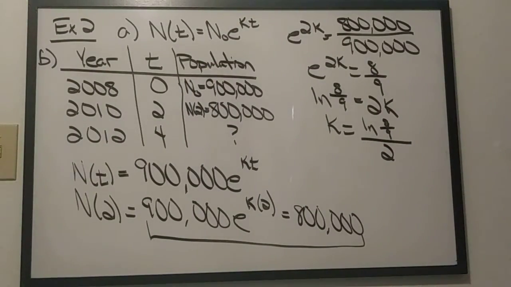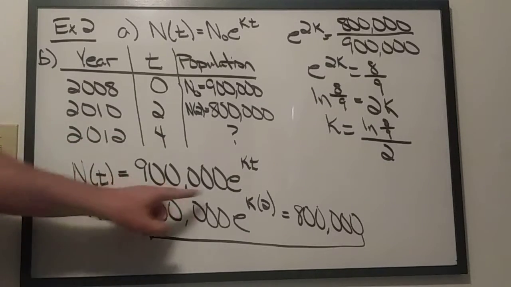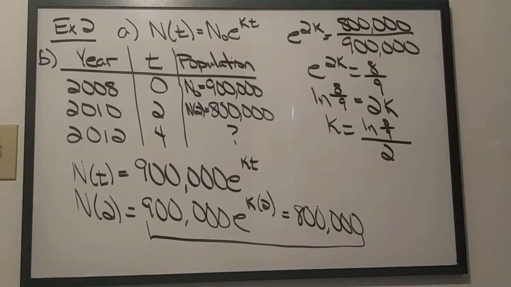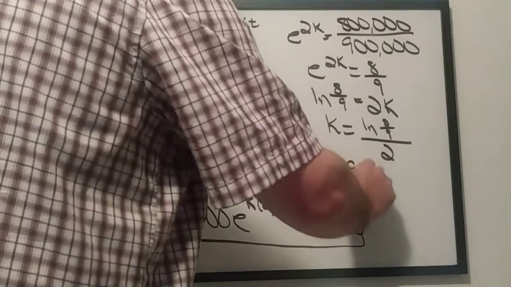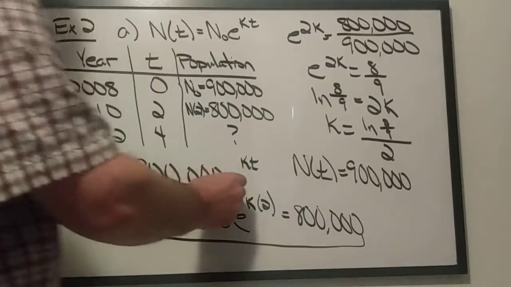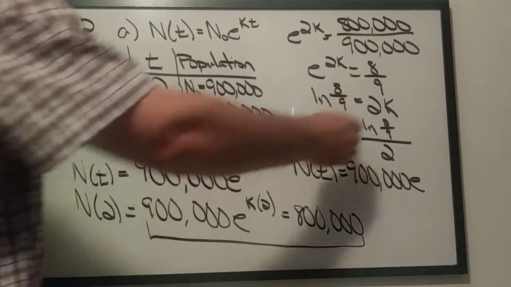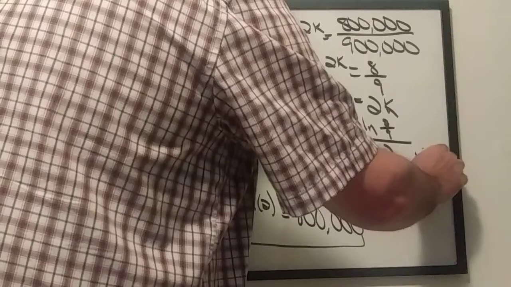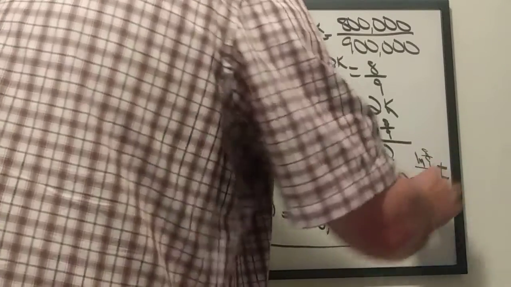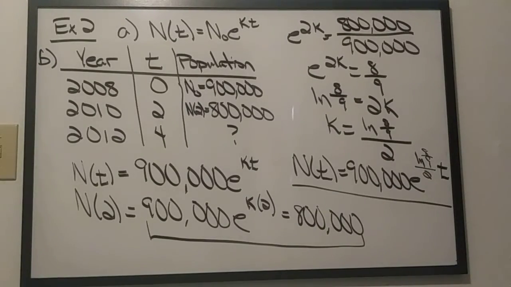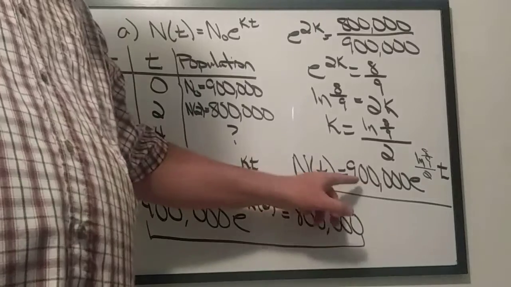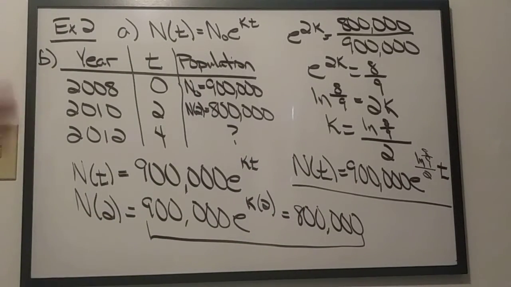So now that I know that, I can come back to my original statement here and plug in that k value. So I now know that N of t for this problem is going to be 900,000 e to the k, well, I just found k to be natural log of 8 divided by 9, all divided by 2, times t. So this then is the formula for this specific problem. The population of this city can be modeled using the equation 900,000 e to the natural log of 8 divided by 9, all divided by 2, times t.